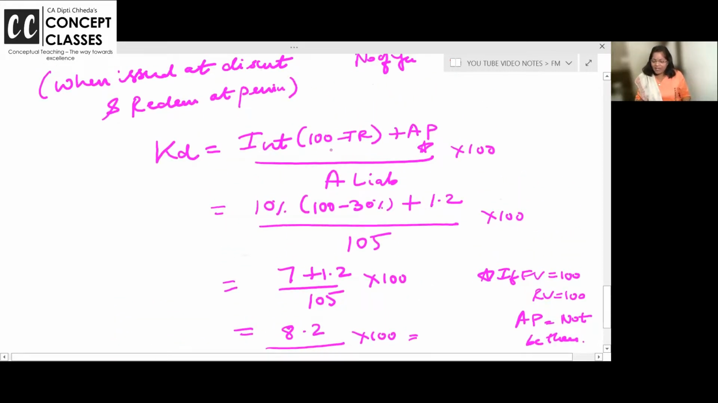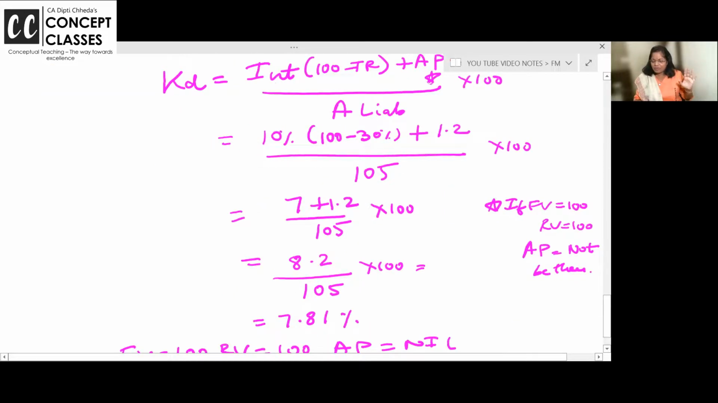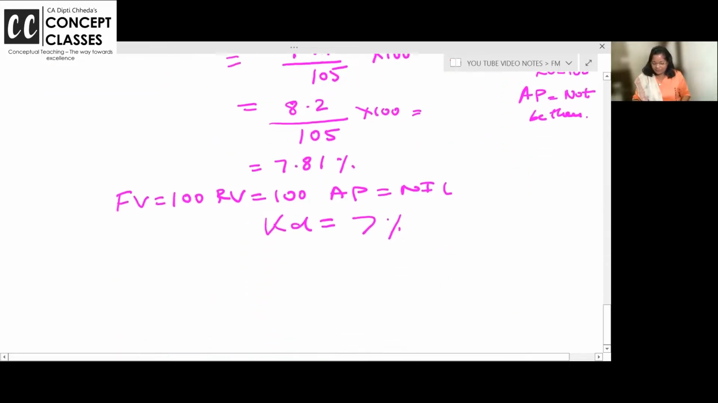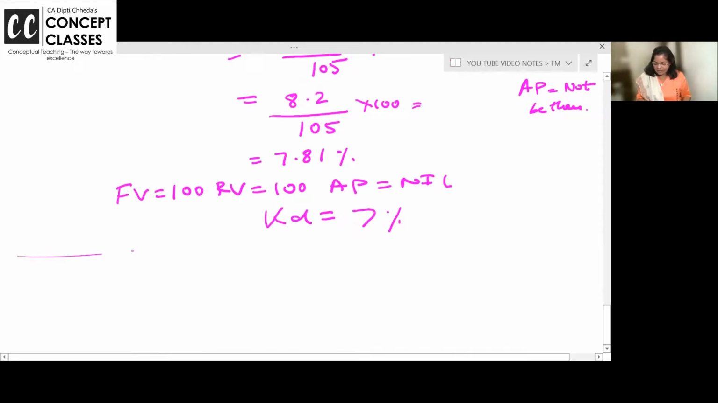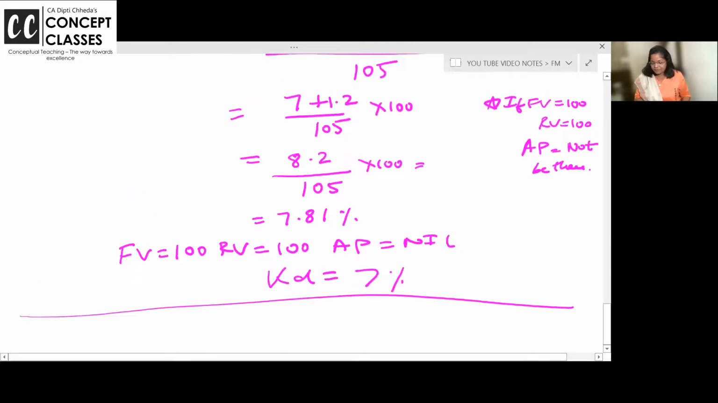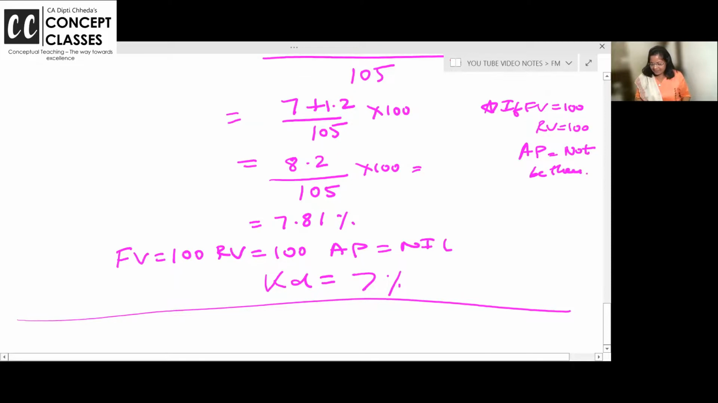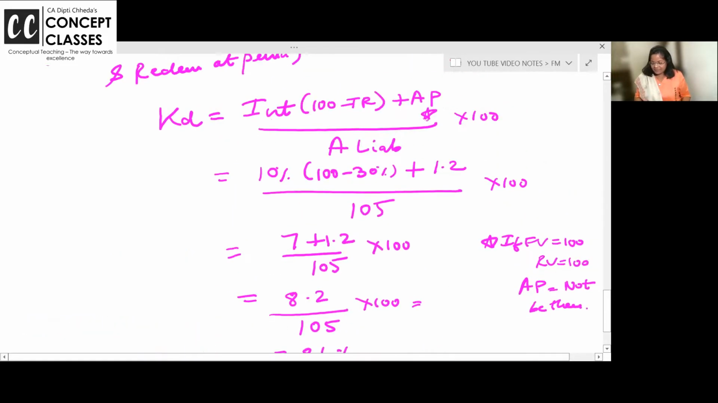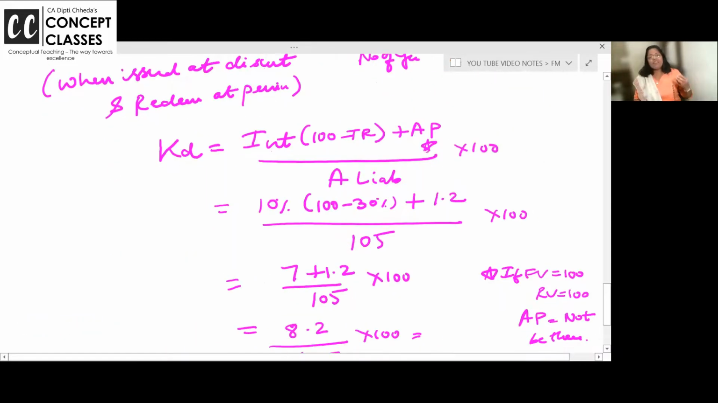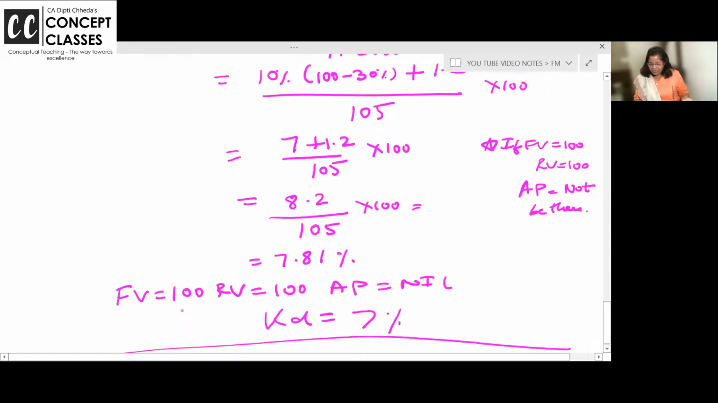I have to pay interest after tax, plus I have to bear average premium. And against that, I'm not using 98 or 110. Average, how much am I using? 105. Clear? Right. If face value and all is the same, then the cost will be 7%. I told you, if face value is 100, redemption value is 100, then it's going to be 7%.